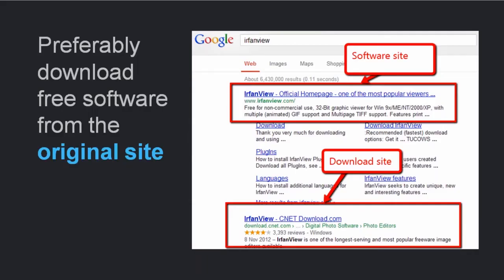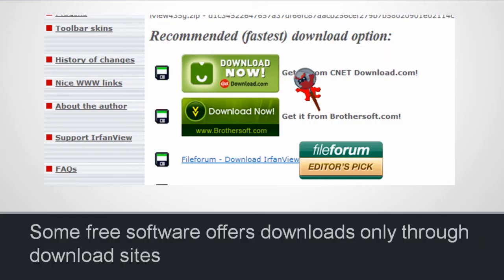Preferably, you should go to the original software site first. Often, as here in the case of OrphanView, the free software will actually use a download repository such as download.com, Browsersoft, or FileForum. But it is best if you go to them from the homepage of the software.